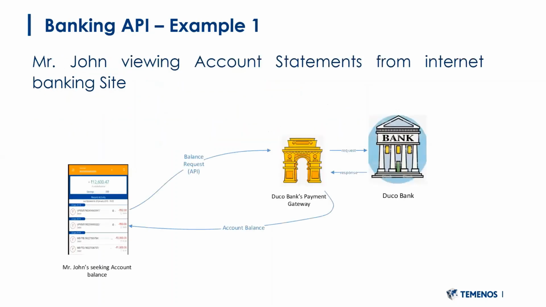I would like to go to some examples in the banking world. Here is Mr. John, who is trying to view his account statements from an internet banking site. All his application is doing is making an API request to his bank. It's called a balance request API, let's say, and it goes to the gateway of his bank, and the bank is serving that with an account balance back to his device.